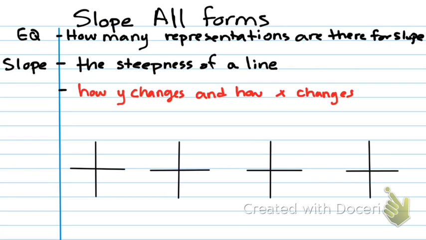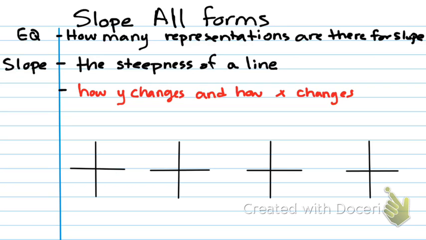Today we're going to review all forms of how to find slope. So our essential question is, how many representations are there for slope? So first, let's see what slope is. We know slope is the steepness of a line and how y changes and how x changes. Okay. So first, let's talk about the four types of slopes.